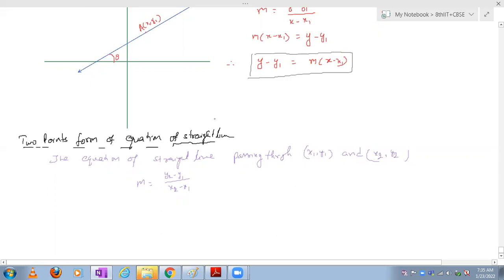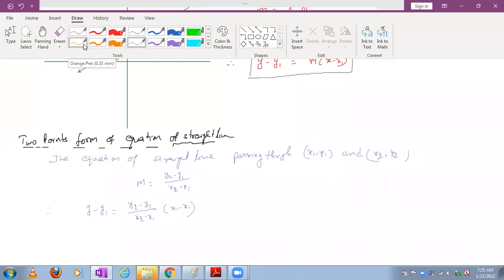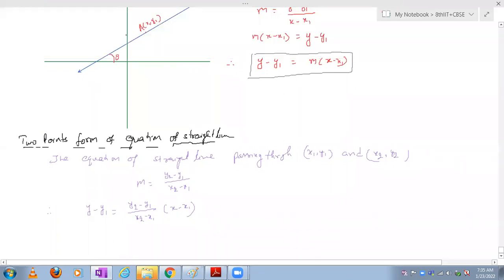Now, this m, put it here. Therefore, y minus y1 is equal to m value, which is (y2 minus y1) divided by (x2 minus x1), whole into (x minus x1). Got it? Yes, sir, got it. So this is the two-point form of the equation of a straight line.